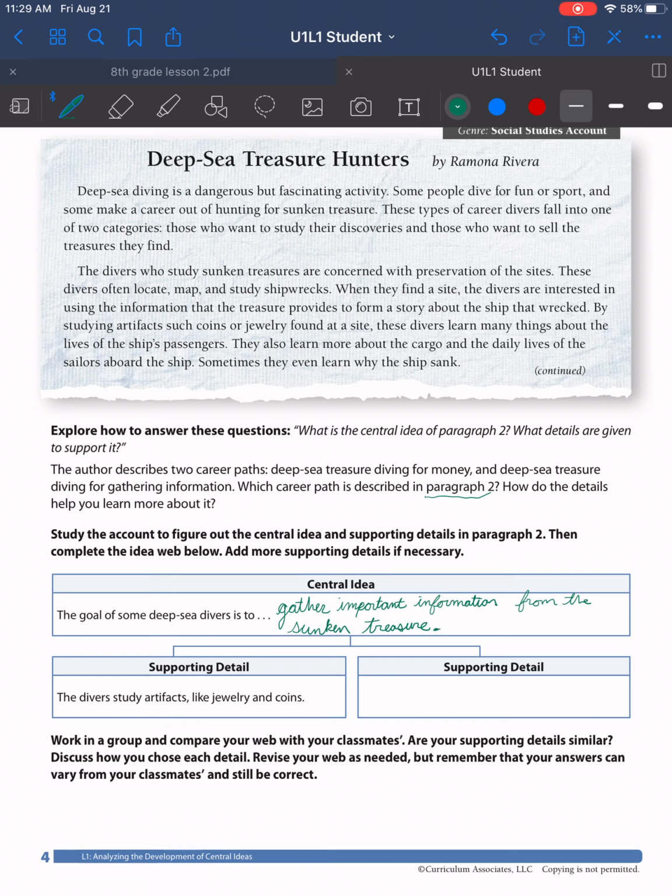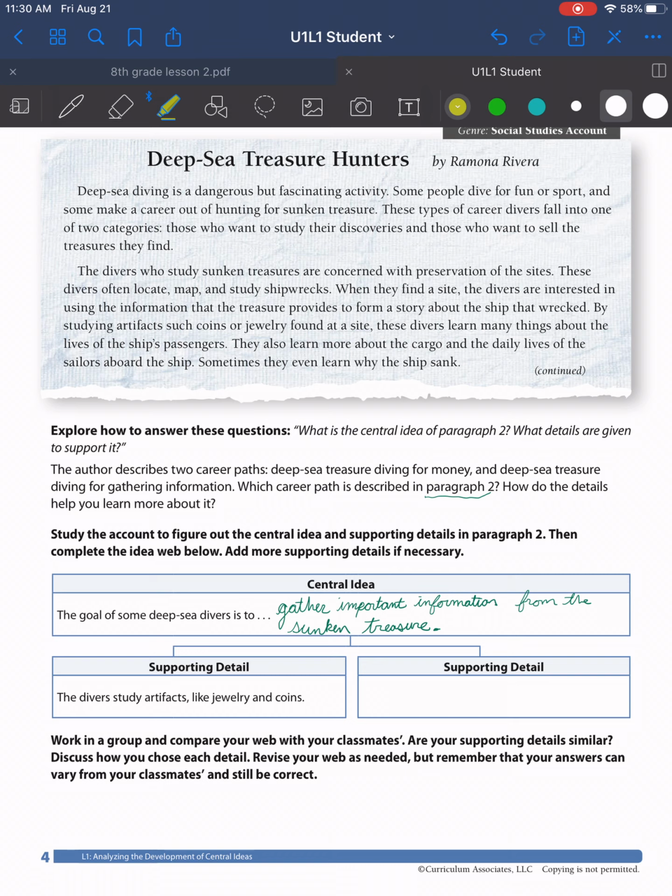Okay. Now, we need some supporting details. They gave us one. The divers study artifacts like jewelry and coins. But what's another supporting detail? Let's go back and look. The divers who study sunken treasures are concerned with preservation of the sites. These divers often locate, map, and study the shipwrecks.